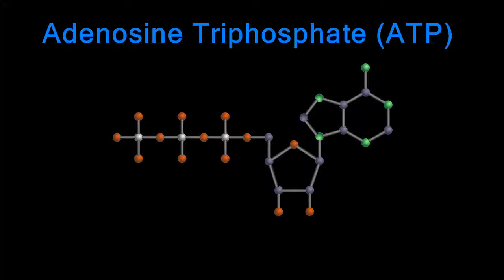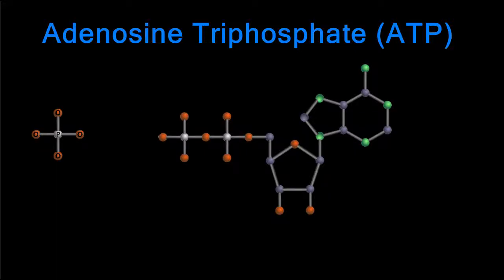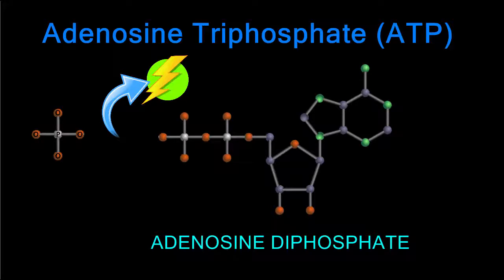When a cell needs energy to do work, enzymes and water break the high-energy bond, and energy is released. The resulting molecule is called adenosine diphosphate, or ADP. That prefix di means 2, since there's only 2 phosphate groups left in the molecule.